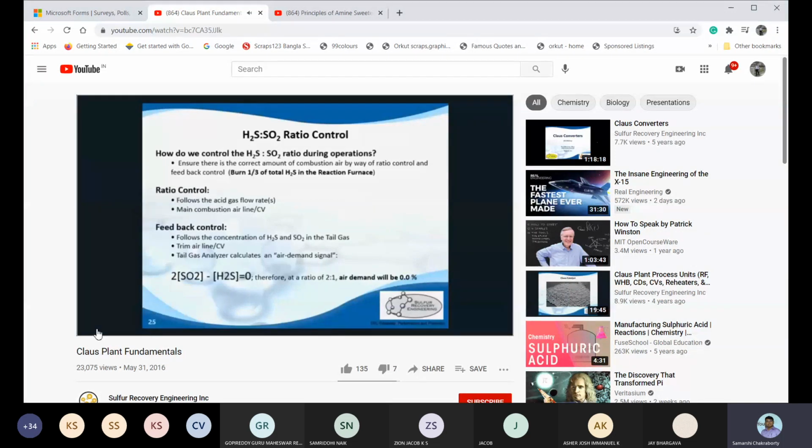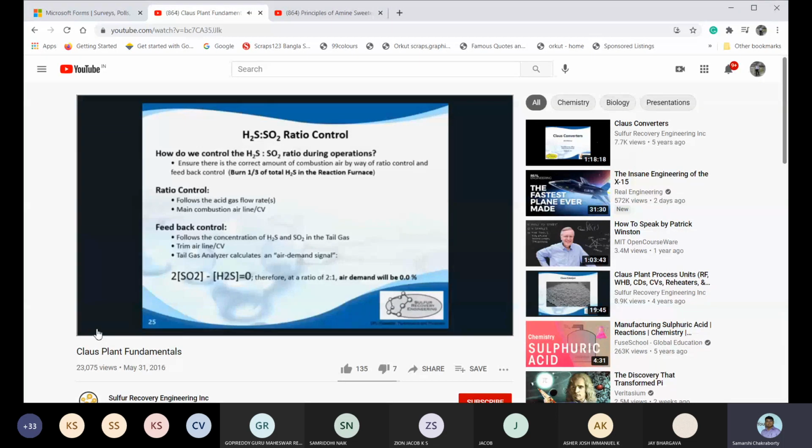So we'll talk a little bit more about this H2S to SO2 ratio. We want to ensure that this ratio is achieved at each catalytic stage. And to do this, we have a ratio controller, which controls the main combustion airflow based on the acid gas flow rate. So that's our bulk tuning. And then we have some finer tuning where the tail gas analyzer calculates the air demand signal, or ADA. And this regulates the trim airflow to the furnace.